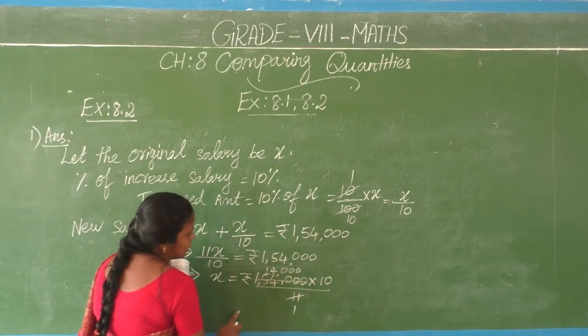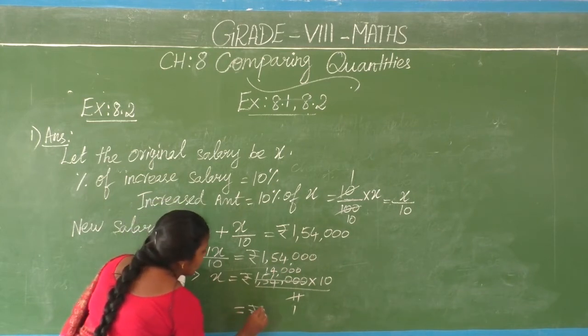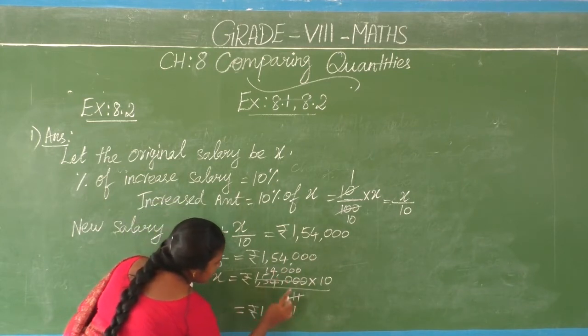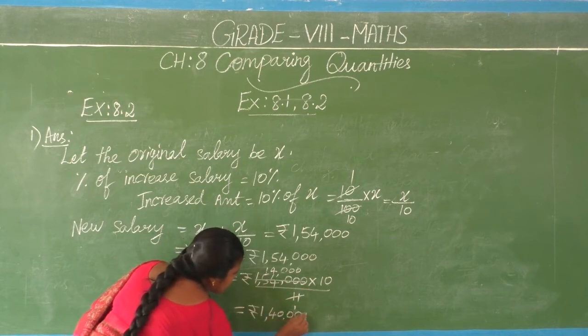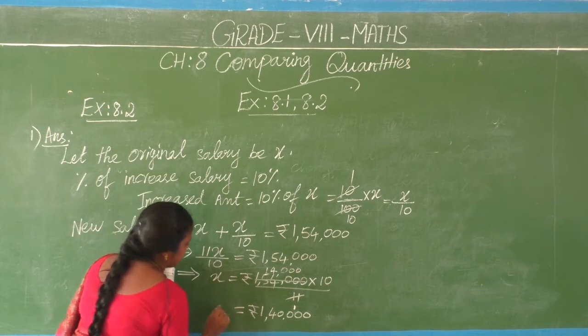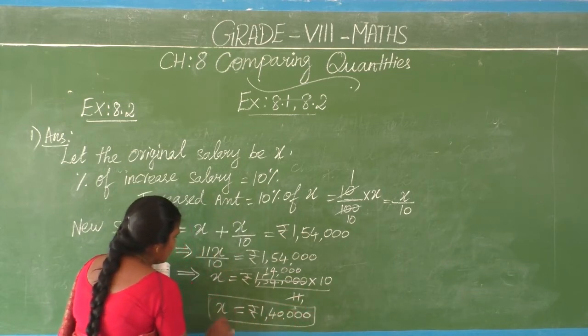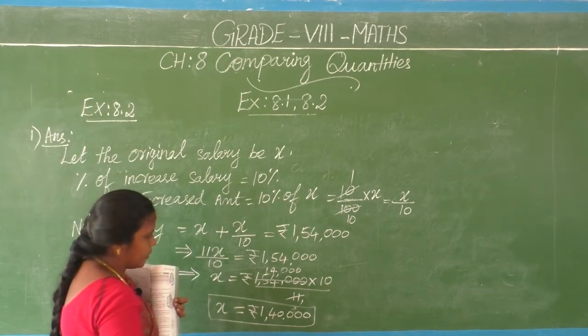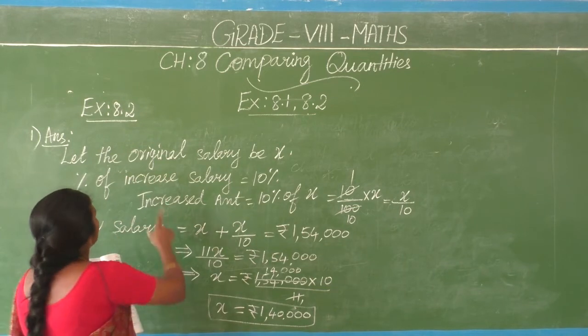Okay, 14,000 will come. With that, one more 10. So 1 lakh, 4 zeros, no? So 1,40,000. Original salary is 1,40,000. See what is given, what we did.